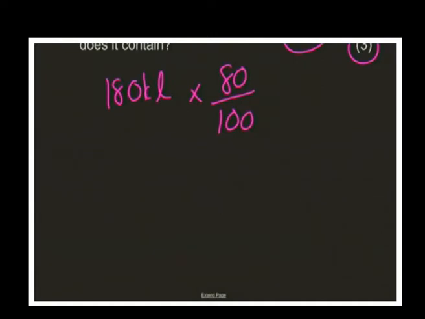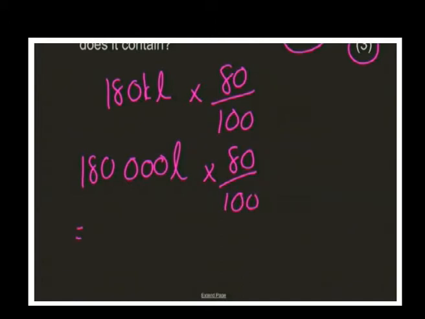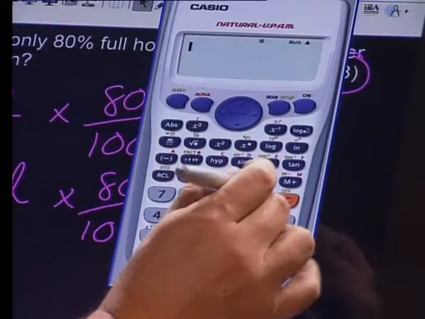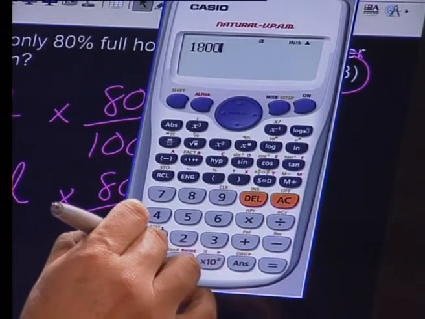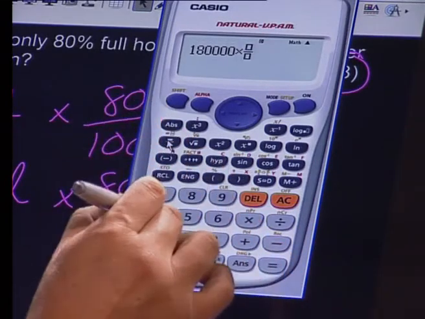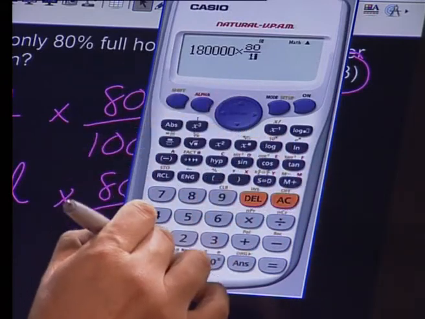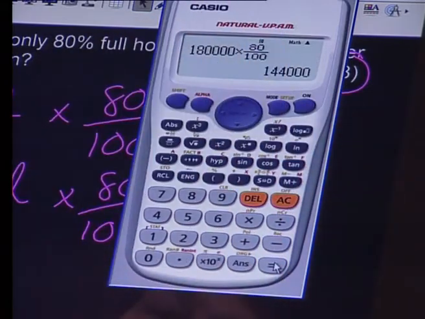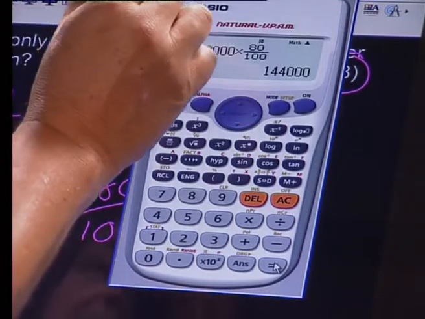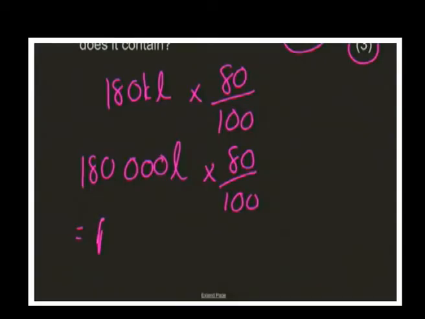How do we do that? We're going to multiply by 1,000. So we times by 1,000 and we get 180,000 liters, and we're going to find 80% of that 180,000. So again, we're saying 180,000 multiplied by 80% equals, and there we get it, 144,000. Okay, so it's equal to 144,000 liters.